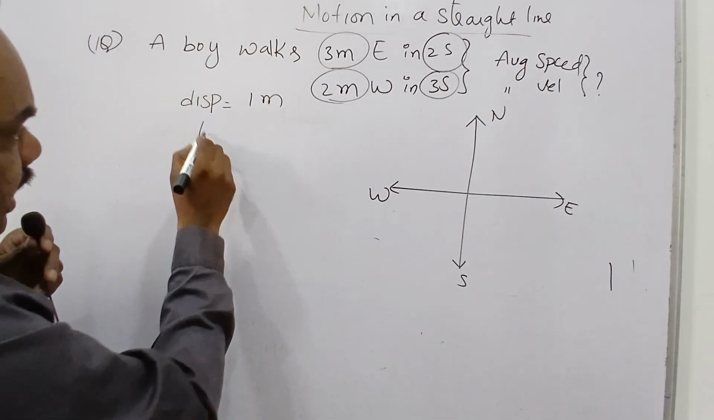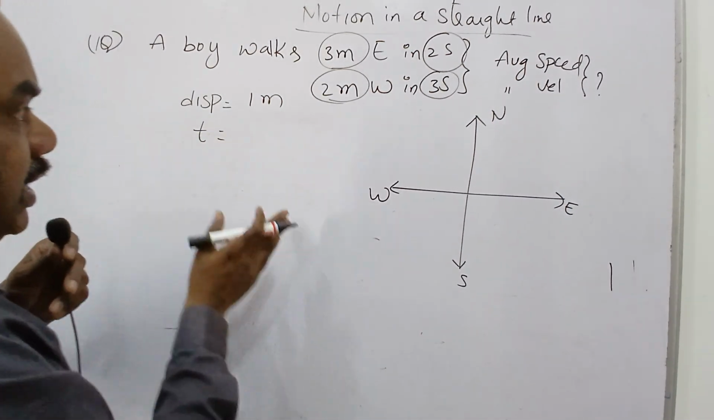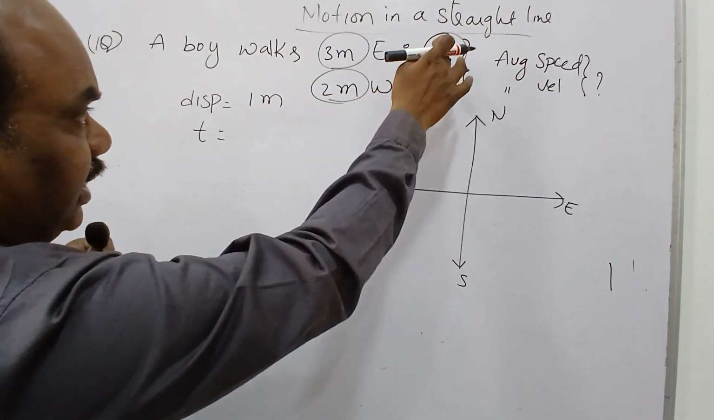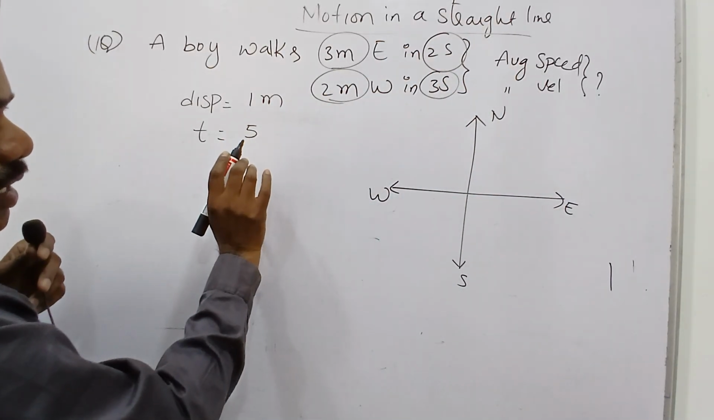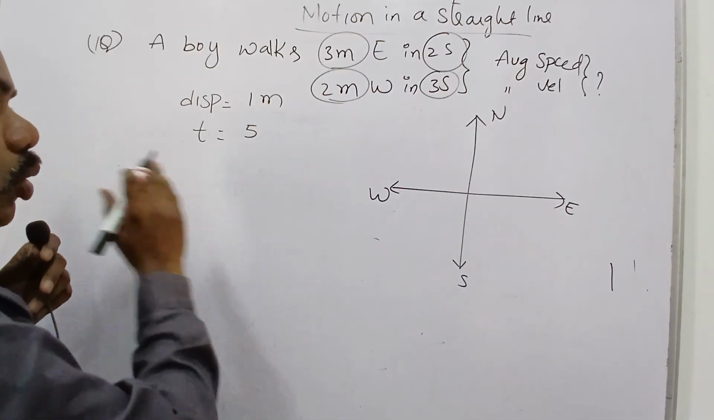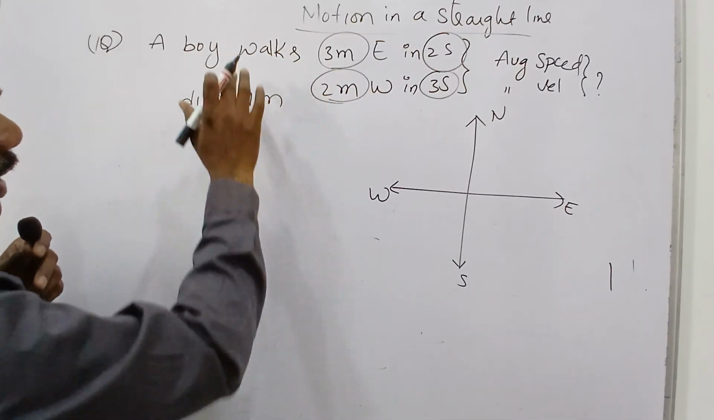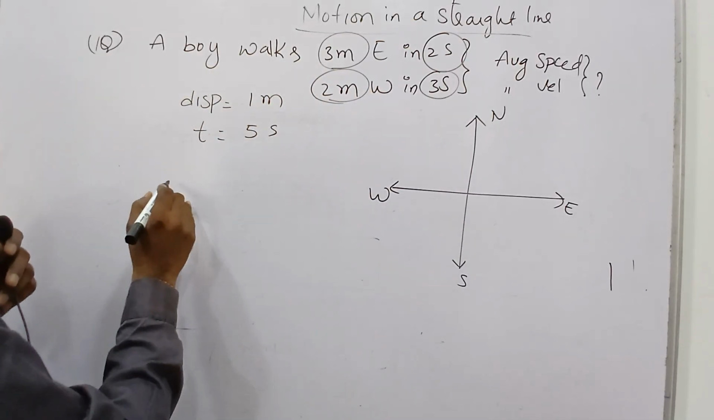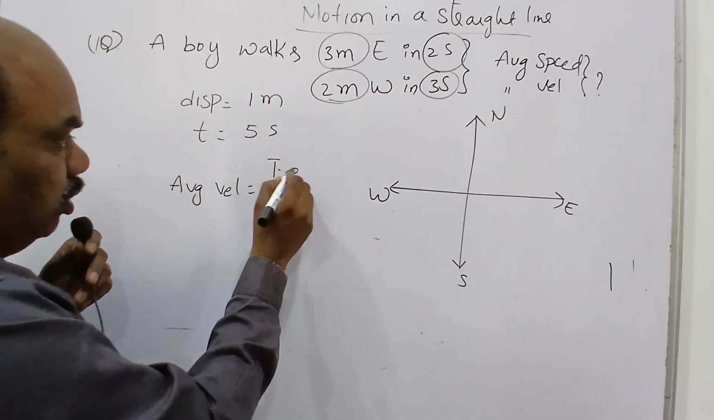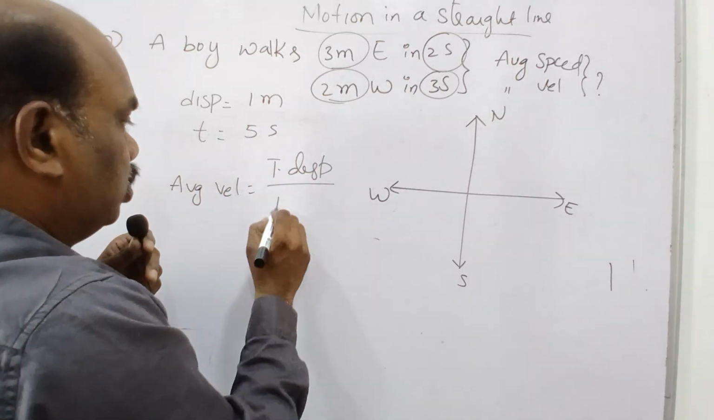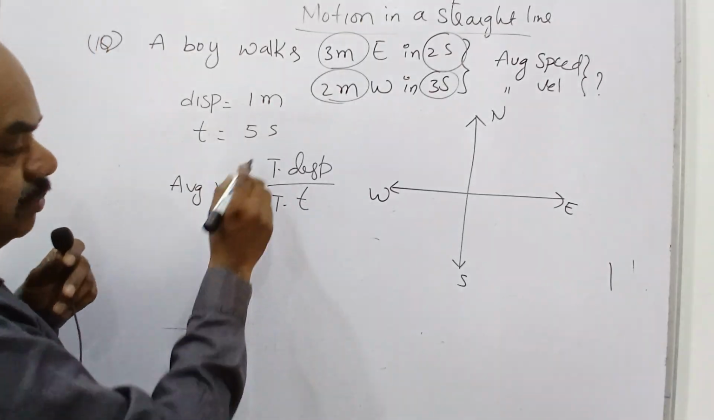Good. What is the time? Time is a scalar, so it takes 2 seconds for 3 meter, 3 seconds for 2 meter, which means total time. Time is always a scalar, direction no need to worry. Total time taken by the boy is 5 seconds. Now you need to find average velocity. Average velocity is equal to total displacement by total time. Total displacement, how much?